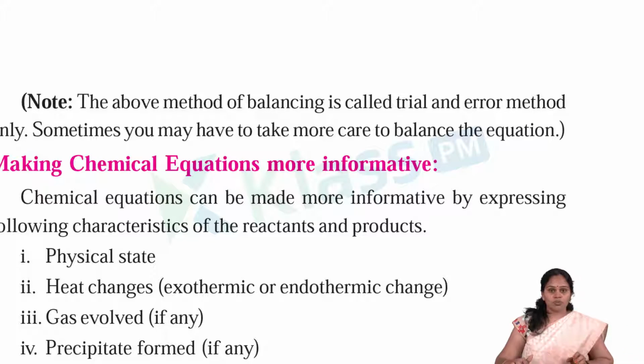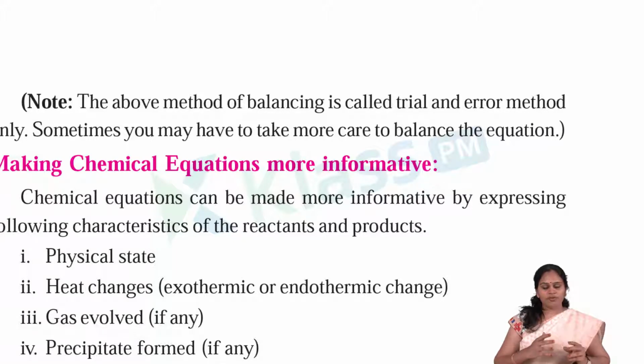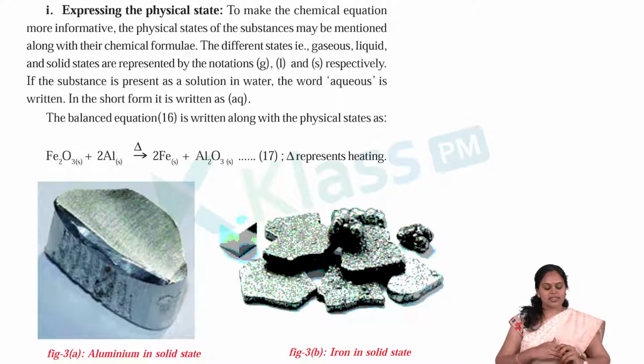Making chemical equations more informative. How to make a chemical equation more informative? Chemical equations can be made more informative by expressing these characteristics of the reactants and products. What are the characteristics? Physical state, heat changes, gas evolved, precipitate formed. This can be indicated in the chemical reaction. How to specify these, that is physical state, heat changes, gas evolved or like that. Expressing the physical state means how to do that.